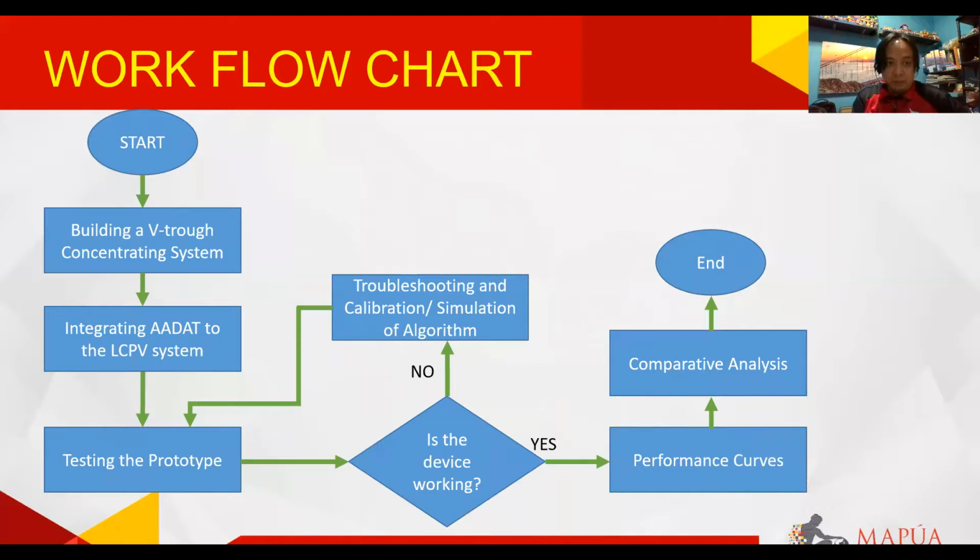So this is the working flow chart. First, we need to build the V-trough concentrating system. And then from there, we need to integrate the AADATS with the low concentration PV system. Then we can test the prototype, and then we can troubleshoot by calibrating the sensors. We use LDR sensors for this purpose.